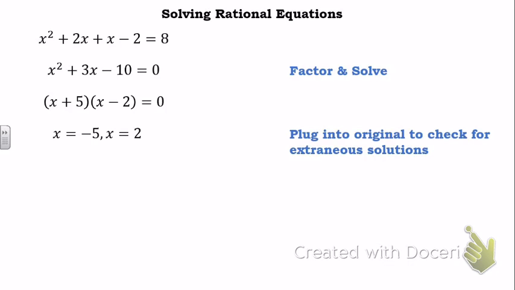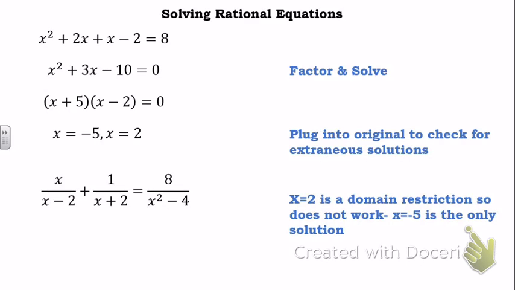I'm going to plug into the original to check to make sure I don't have any extraneous solutions. So here was my original problem again. And I see that x equals 2 is a domain restriction, so that doesn't work. But when I plug in negative 5, the equation does equal, so that means x equals negative 5 is my only solution.